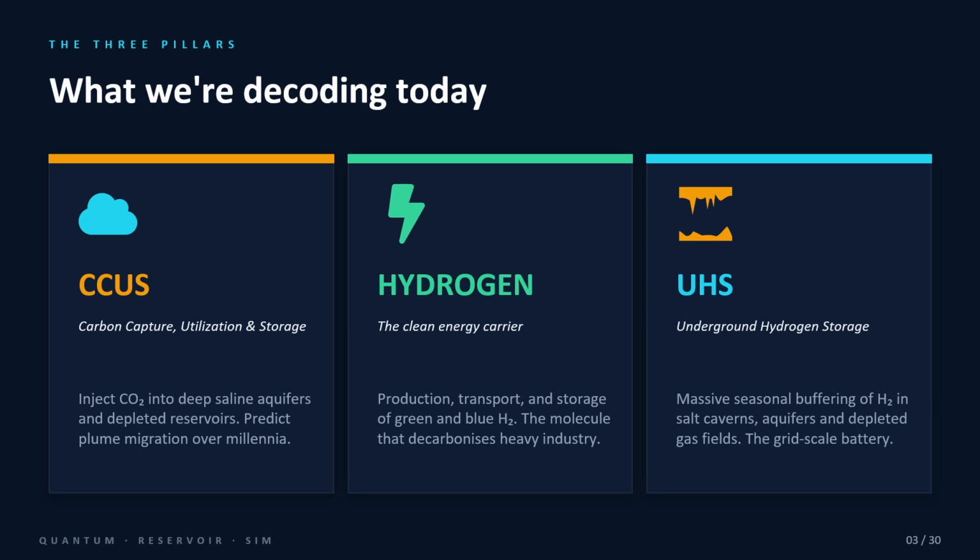The second pillar is hydrogen. Hydrogen is an energy carrier that can help decarbonize sectors that are difficult to electrify, such as steel, chemicals, shipping, and heavy industry. The third pillar is underground hydrogen storage, or UHS. This technology stores hydrogen underground at large scale, allowing seasonal energy buffering. Together, these 3 pillars define a new role for the subsurface in the clean energy future.